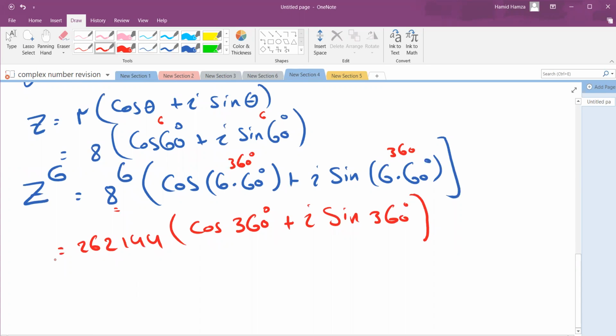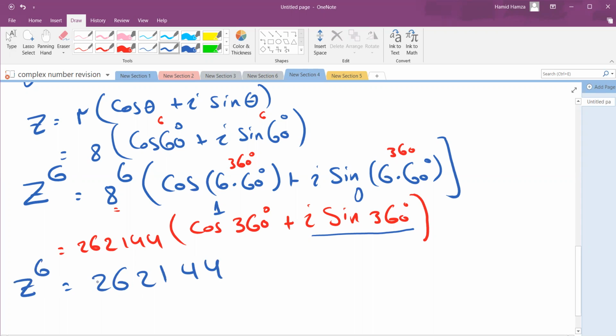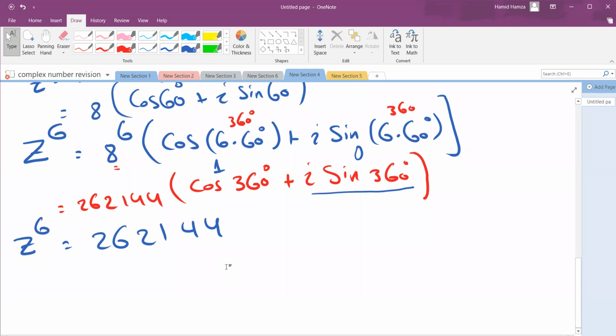Now let's write it back to rectangular form. Cosine 360 is 1 and sine 360 is 0. This means this part will vanish, so I will multiply this by 1. So the answer will be 262,144. So this is z to the power 6. Any question? Everything is fine.